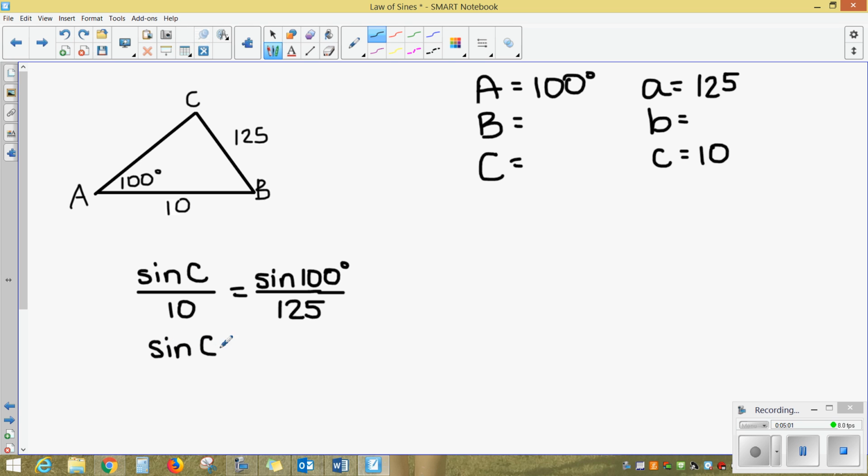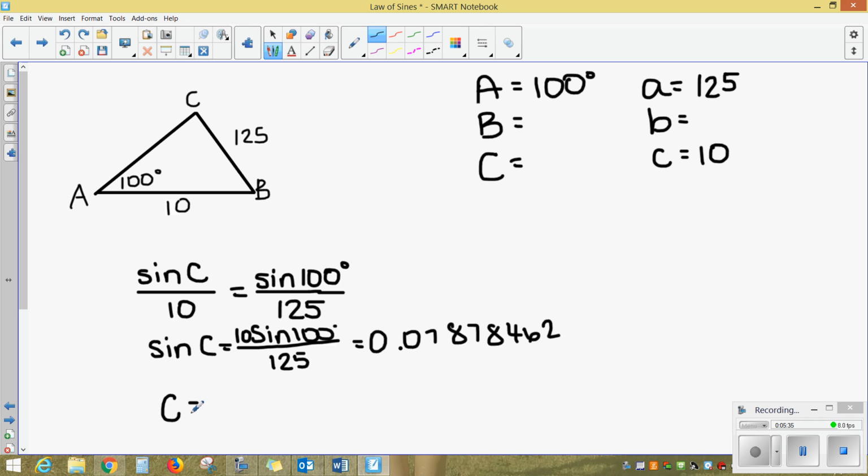Okay, now here when I go to find C, notice that I can't go straight to C equals. I didn't get my 10 squeezed out there. What I've got is sine C. And if I type that into my calculator, it says 0.078788462.